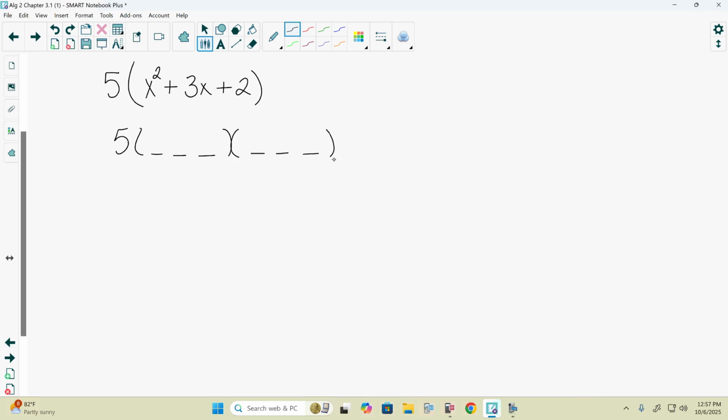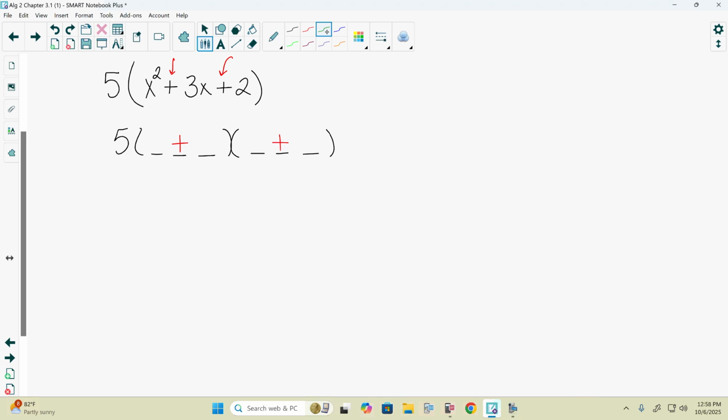Our second step is to write two sets of parentheses with 3 spaces. The main reason we have the 3 spaces is to make sure we have enough room for all of our terms. Now our third step is to find the sign. If the third term is positive, the signs are the same and match the sign of the middle term. If the third term is negative, the signs are opposite. The sign of our third term is positive, so the signs are the same and match the sign of the middle term. So we're going to have plus and plus. That takes us through step 3.